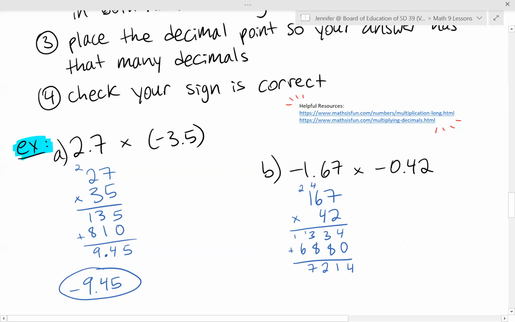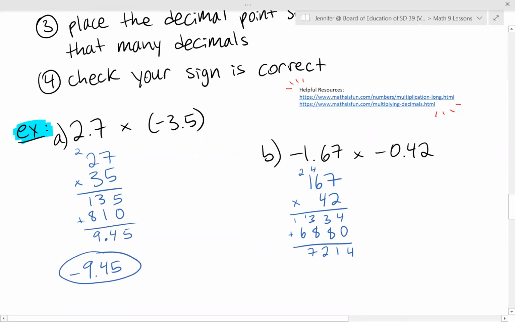There was 1, 2, 3, 4. So this is going to have 4 decimal places. There's only 4 numbers, which means that the answer must be 0.7214, because it has to have 4 decimal places.